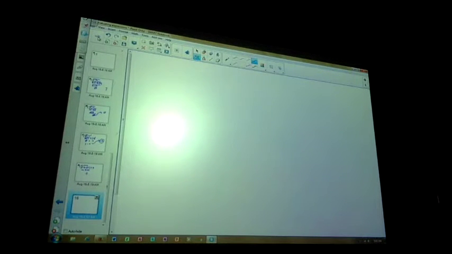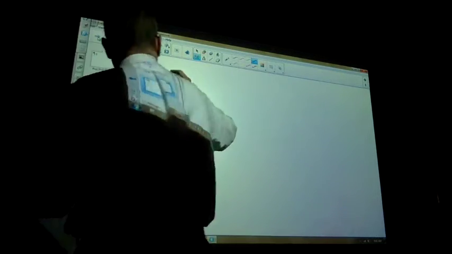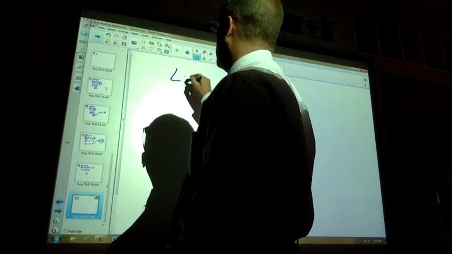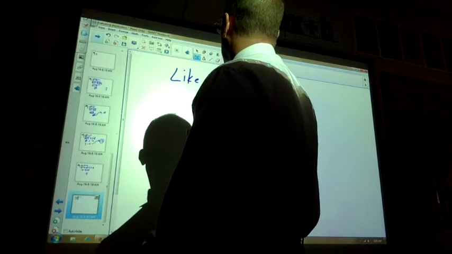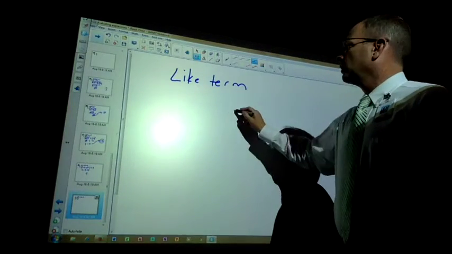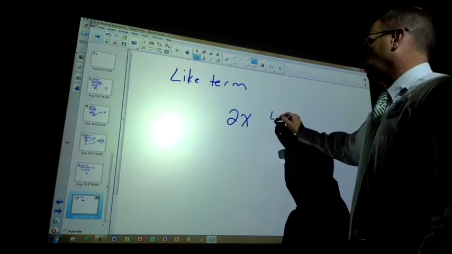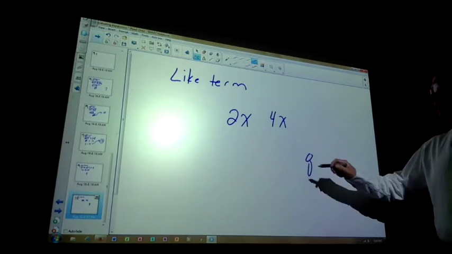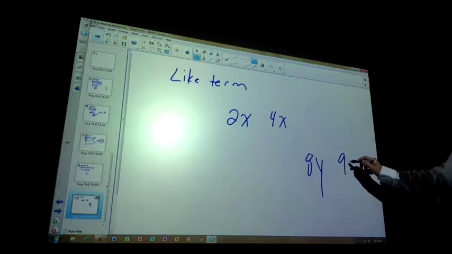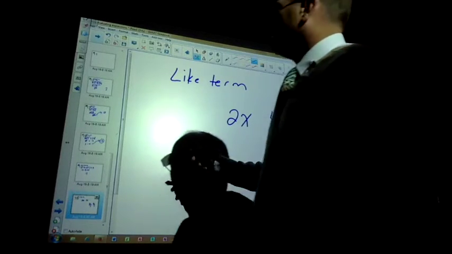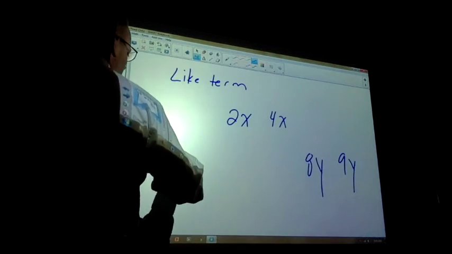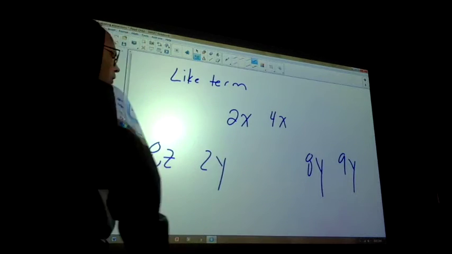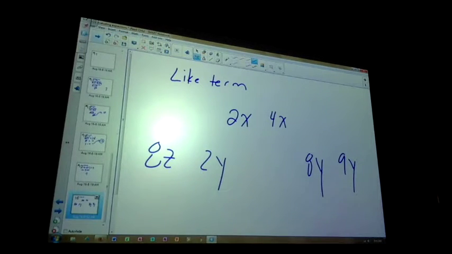Nah, let's not. All right, so, what is a like term? Like 2x plus 4x. So, like 2x and 4x, those are like terms. I like that. 8x and 8y and what? And 9y, I like it. Question, is 8z and 2y? Are those like terms? No. Why not?